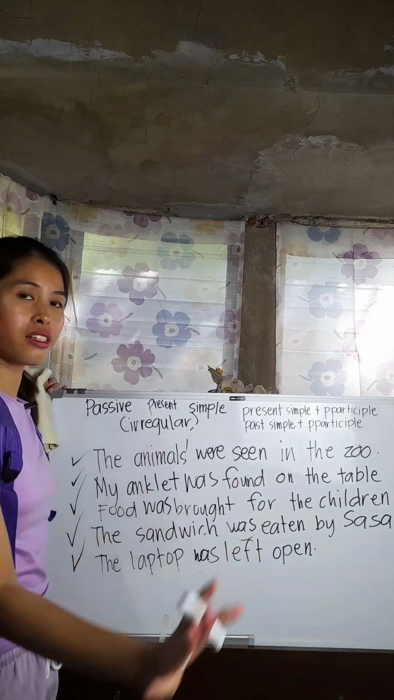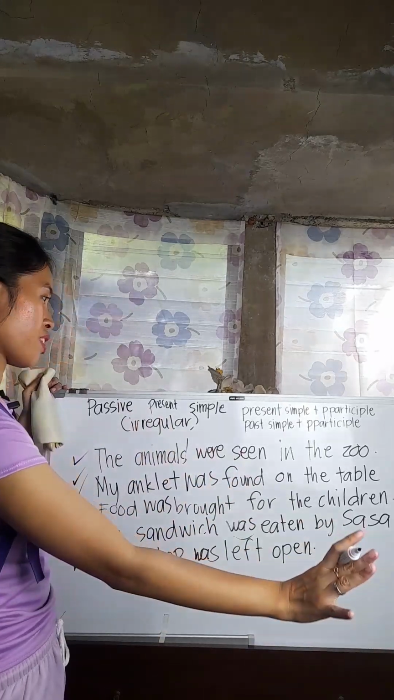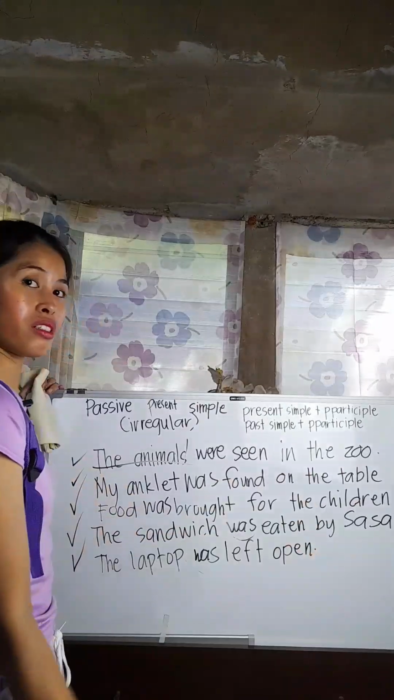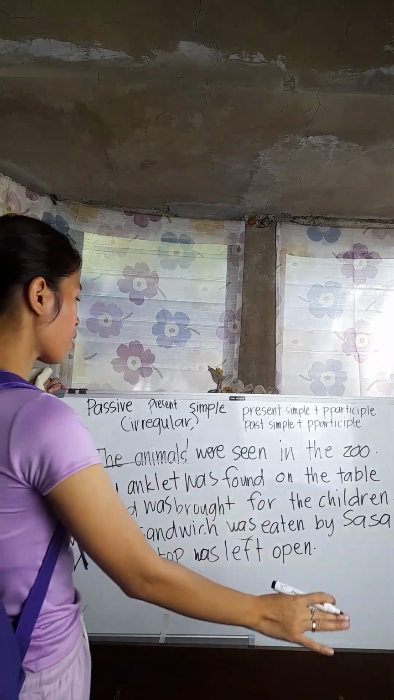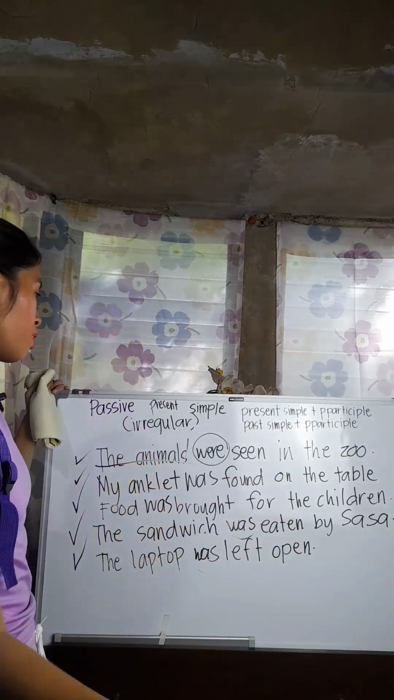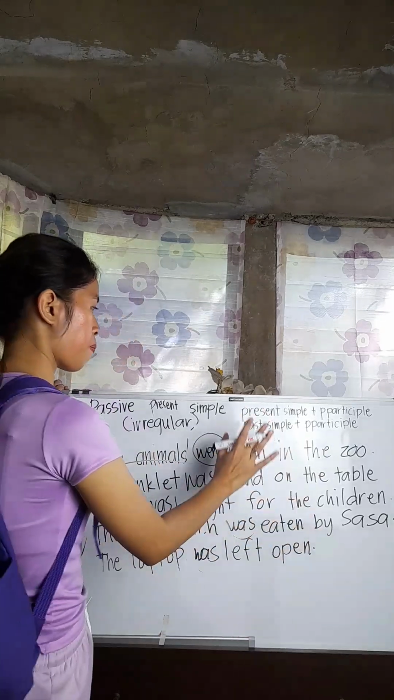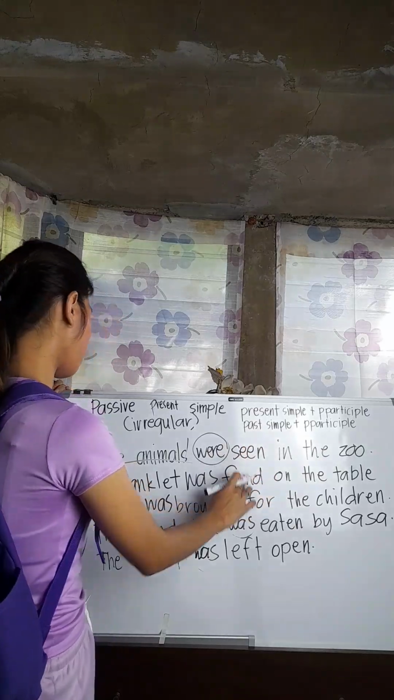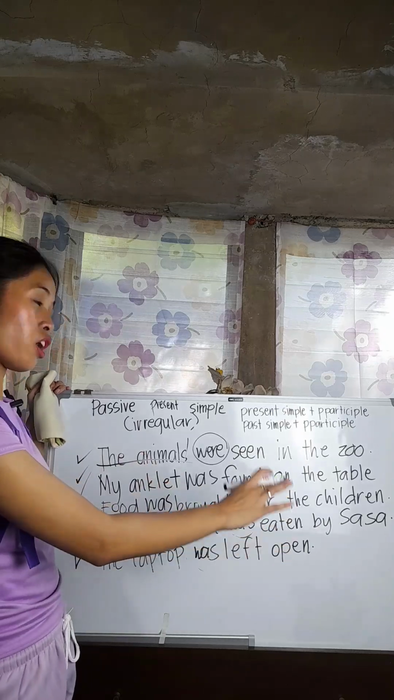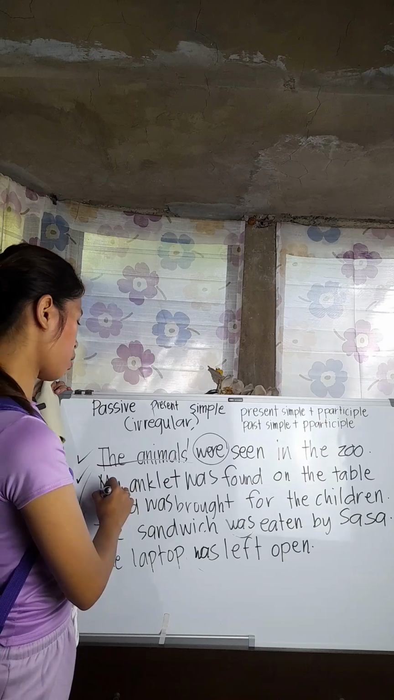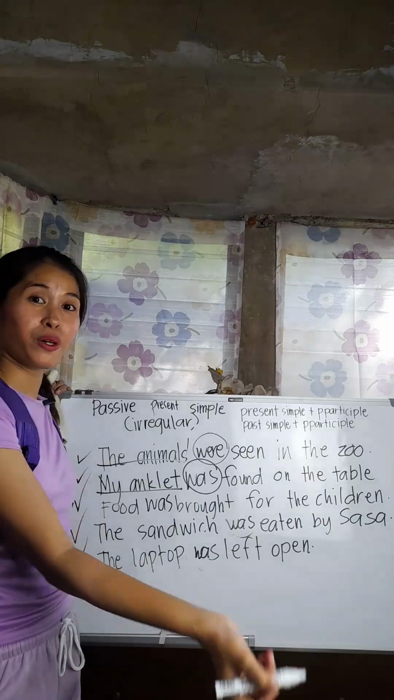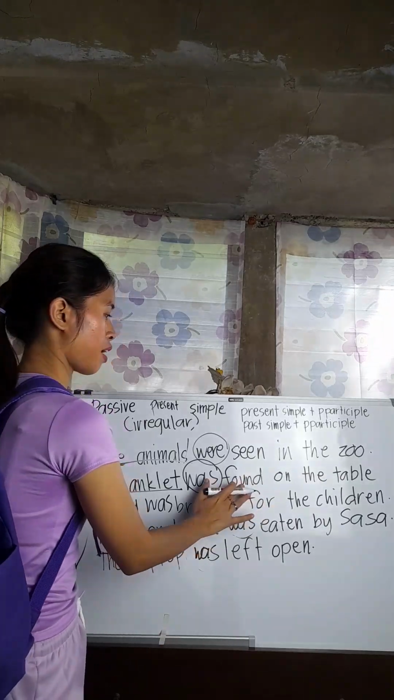For the sixth sentence, the animals were seen in the zoo. The subject is plural, which is the animals that ends with letter S. Now, the past simple here is the word were. Seen as the past participle. For the seventh sentence, my anklet was found on the table. The subject here, my anklet, was as the past simple, found as the past participle.